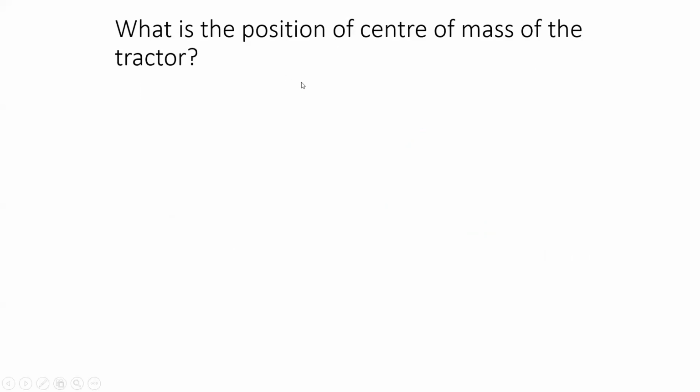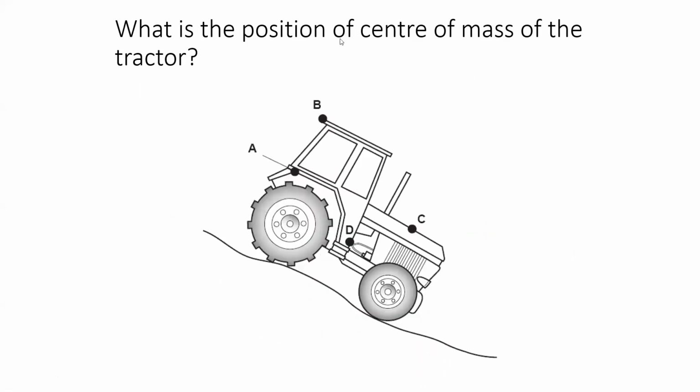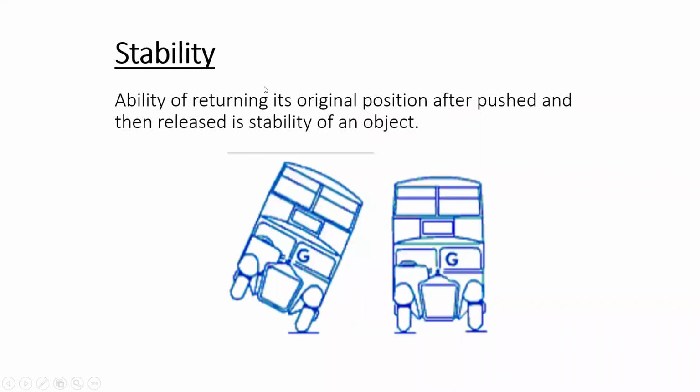For example, what is the position of the center of mass of a tractor? Can you identify? There's a tractor, A, B, C and D. What could be the likely position of center of gravity and center of mass? Yeah, that's good. D is the likely position because most of the matter of the tractor is at the bottom. That's why it will have a center of gravity near the base.